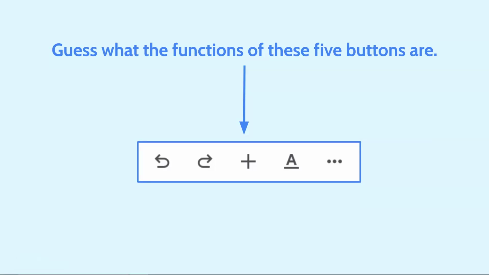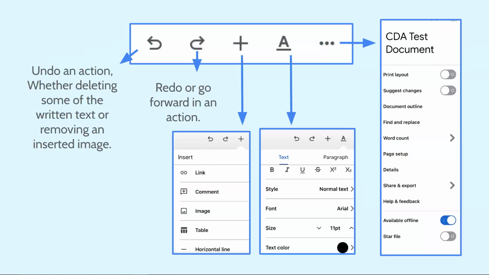Add something, a letter or number. Yeah, add something. What about the A? Application, that would be, yeah, formatting. And the 3 dots? Settings or menu. Settings or menu. Very good. Menu. Yes. So let's see them, okay?